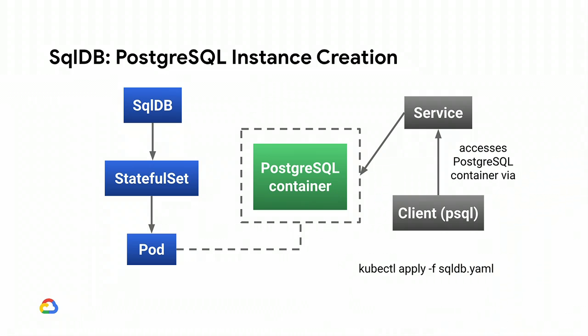And in the pod, there is the main container running the Postgres database. And we use a Postgres-specific client named psql to access the container. This is done through a Kubernetes service resource. This service is a load balancer service that exposes the container to the client.